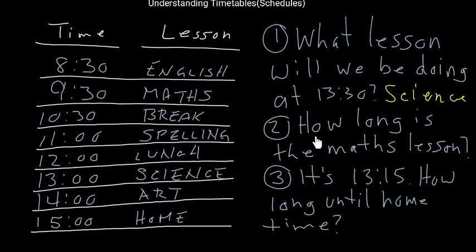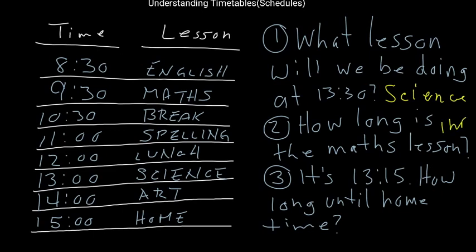Okay, now question two says, how long is the math lesson? Well, the math lesson is over here and starts at 9:30 and it goes to 10:30. The minutes haven't changed, but the hours have. And we know, or you should know by now, that when you go up 1 hour, that's the equivalent of 60 minutes. So this math lesson is 60 minutes or 1 hour long.